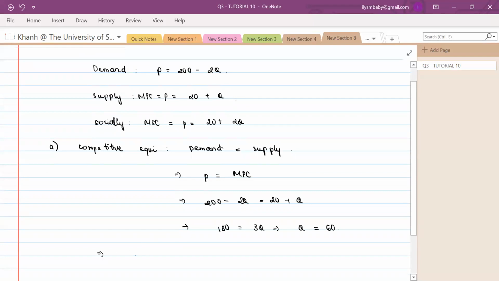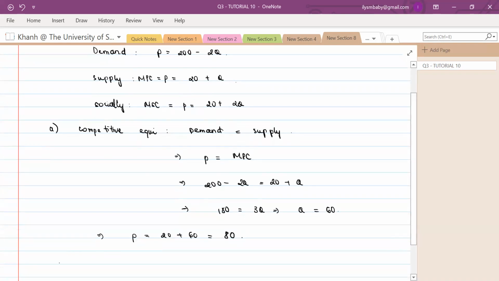Therefore the price in the market, if you substitute back into either the supply or the demand curve, gives you P equal to 20 plus 60, which is equal to 80. So this is the market price and the market output in equilibrium.